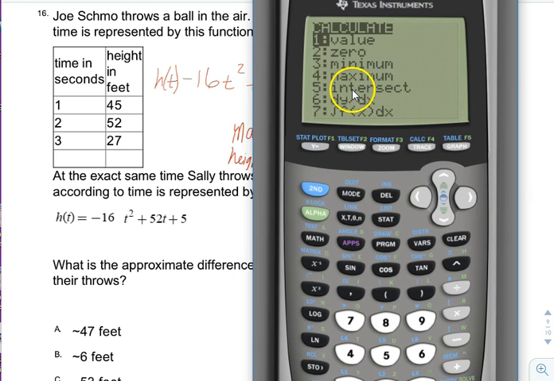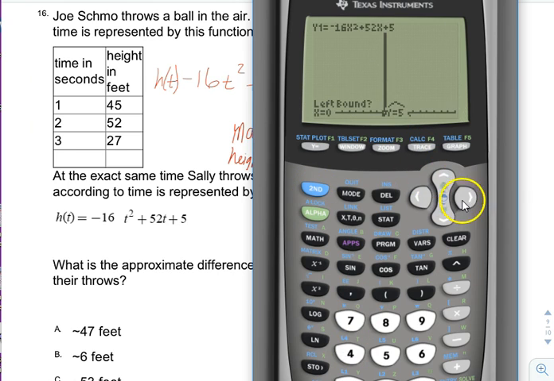Second, calculate maximum. Left bound. Go to the left of it a little bit. All right. Remember, you have to tell the calculator where to look for the maximum, or it'll look forever and it'll blow up or something. Maximum of this one was 47.25.